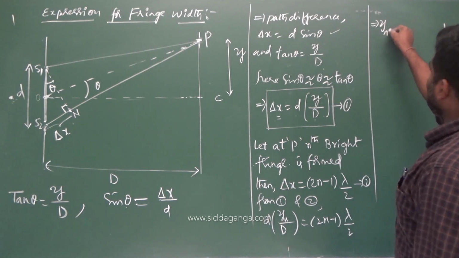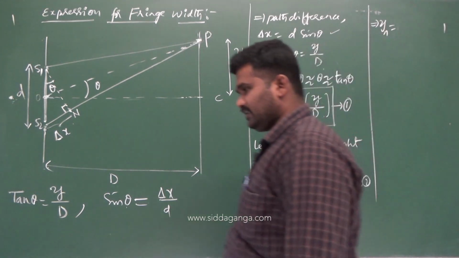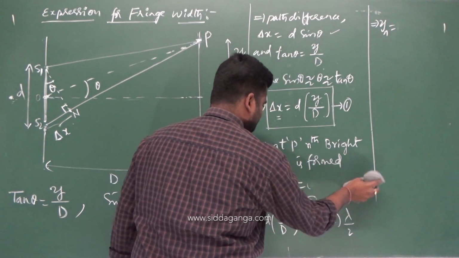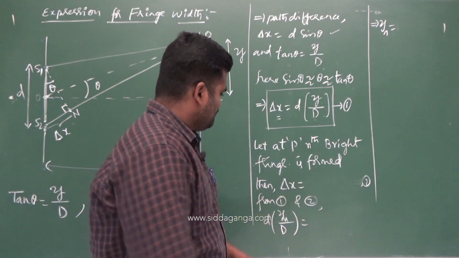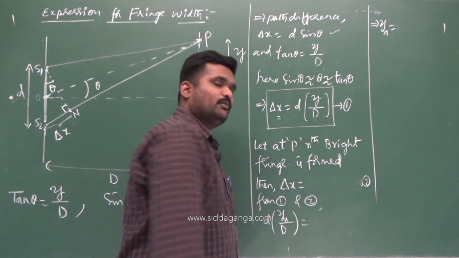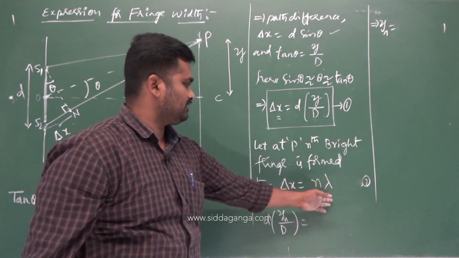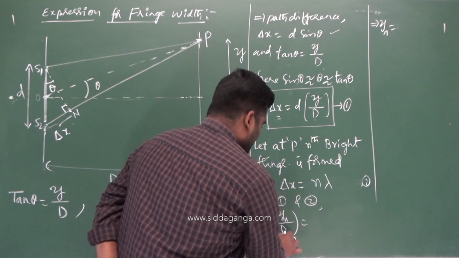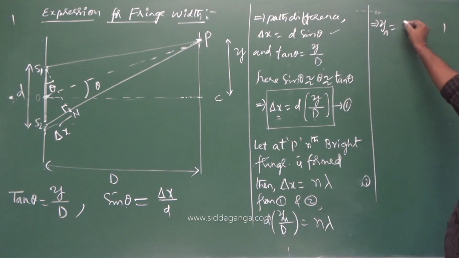Implies yn will be equal to what? Wait, for constructive interference the path difference should be n lambda. This is not that. For constructive interference, what should be the value of path difference? n lambda, it's not 2n minus 1. The formula I wrote is for destructive, that is, for a dark fringe. For the bright fringe, delta x equals n lambda, or d into yn by D equals n into lambda. Rewriting this formula, yn equals n lambda capital D by small d.